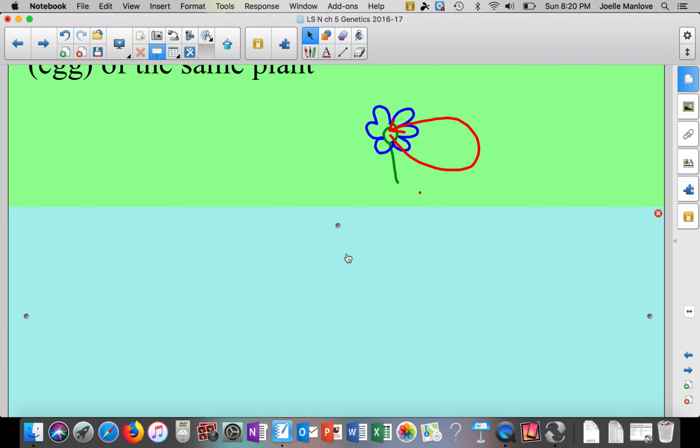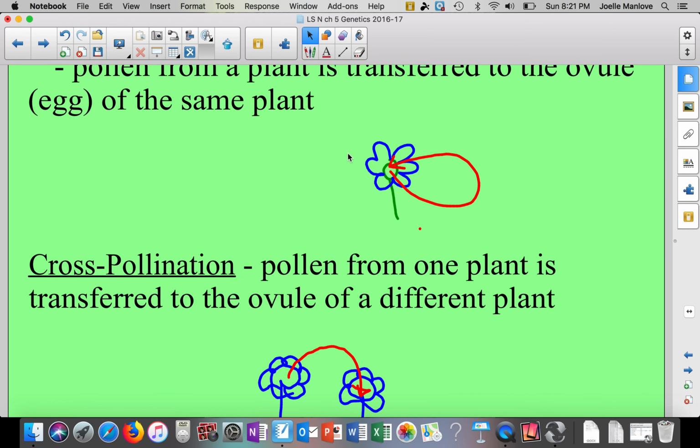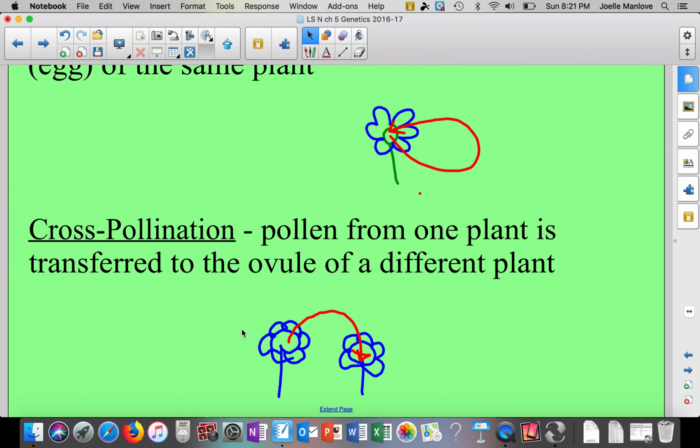The other kind of pollination is cross-pollination. In cross-pollination, pollen from one plant gets transferred to the ovule of a different plant. Cross-pollination is going to look more like this example down here. Pollen from this plant is going to be transferred over here to this plant, so it goes to the egg or the ovule of this plant. So they're crossing. If it pollinates itself, like this one, then it's self-pollination. If it pollinates a different one, then it's cross-pollination.